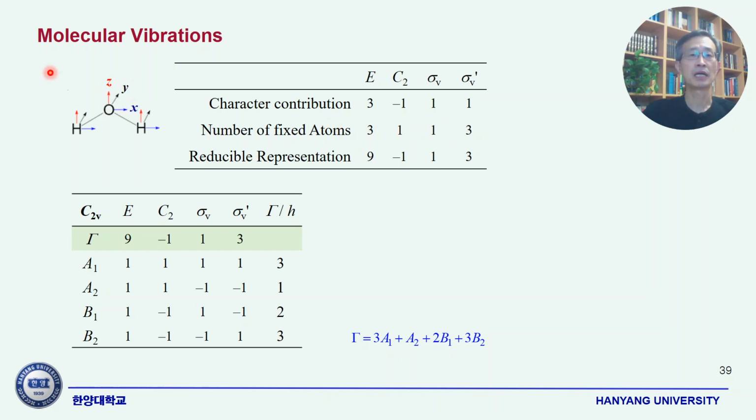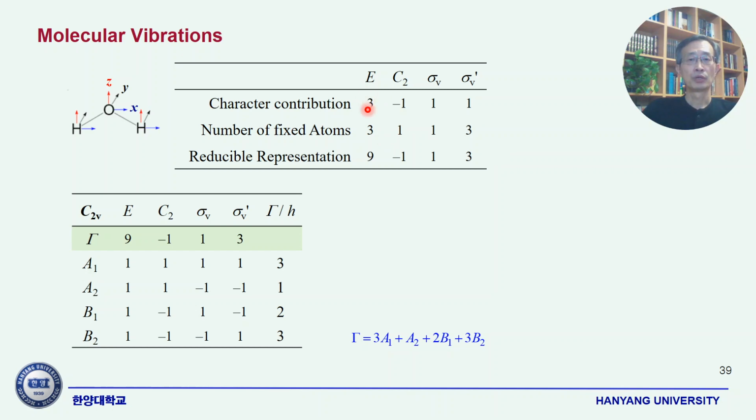And sigma V prime is just the total, I mean the molecular plane. So in that case, X and Z do not change, but Y changes. So 2 do not change, 1 changes, so +1. So that's the contribution, okay? So the number of fixed atoms for the E operation is 3, for the C2 operation 1, right? This changes position. And for the sigma V operation just 1, and also for sigma V prime 3.